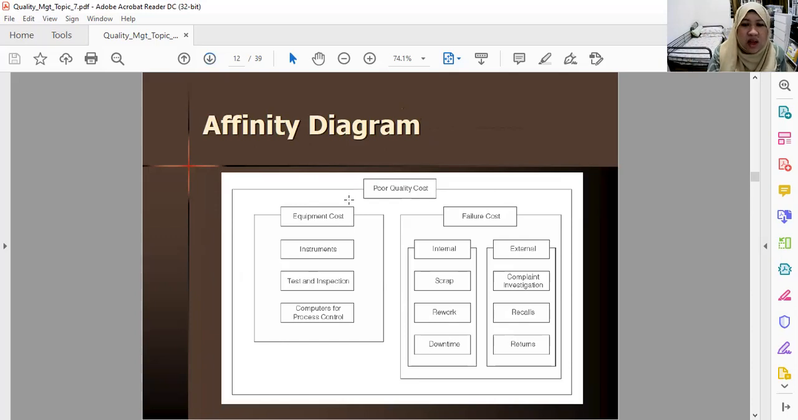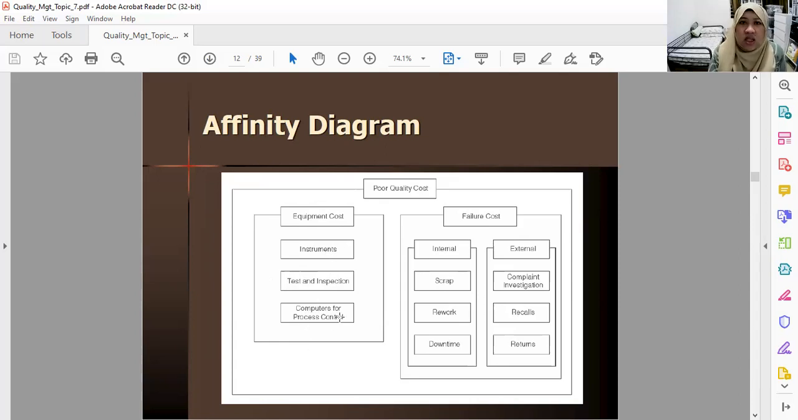They have the main one, which is poor quality costs. And then they have equipment costs and also training costs. So in the equipment cost, they have what instruments we use, test and inspection, and computers for process control. So most probably I give a simple example like a car, an automobile.